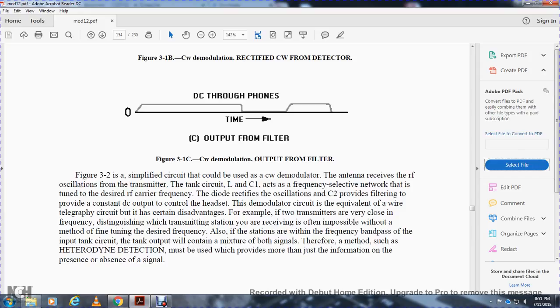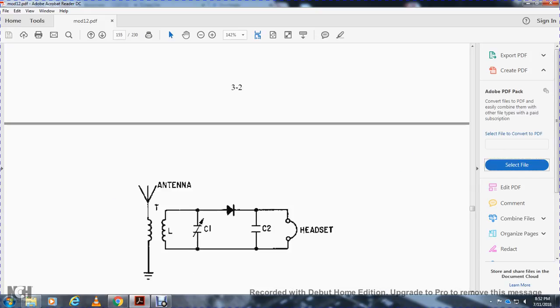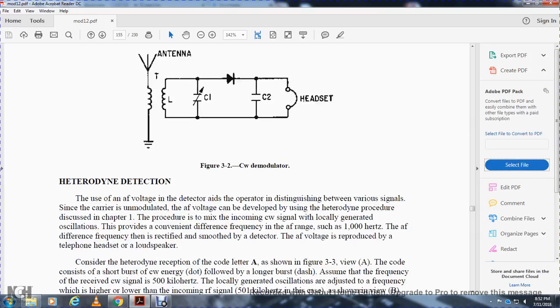For example, two transmitters may be very close in frequency, distinguishing the transmission stations. Receiving them is often impossible without a method of fine-tuning the desired frequency. If the stations are within the frequency band pass of the input tank circuit, the tank output will contain a mixture of both signals. Therefore, a method such as heterodyne detection must be used to provide more than just the information on the presence or absence of the signal. The figure shows the antenna, transformer, inductor, capacitor, adjustable capacitor, diode, capacitor 2, and headset of the continuous wave demodulator.